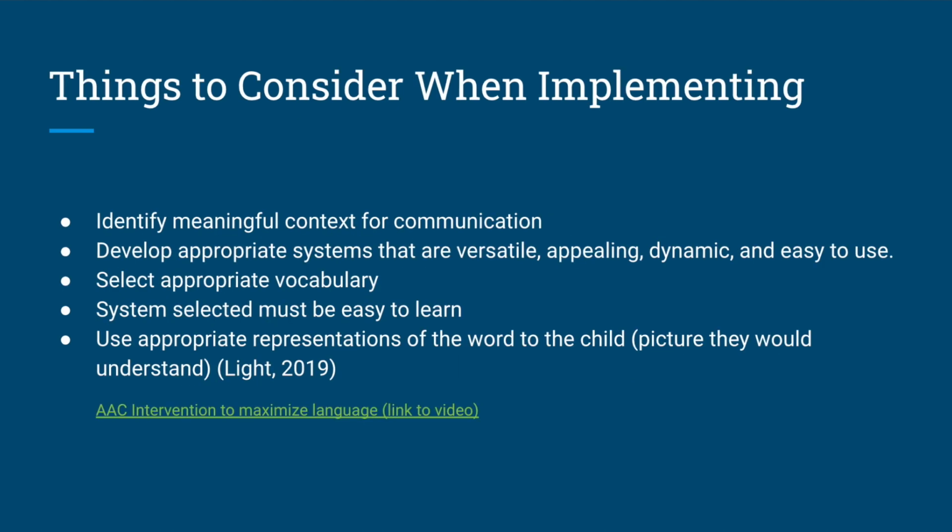Things to consider when implementing. You need to identify meaningful context for the communication. Develop appropriate systems that are versatile, appealing, dynamic, and easy to use. Select appropriate vocabulary for the individual, and select a system. The system must be easy to learn, and you need to use appropriate representations of the word for the child, that picture that they would understand.